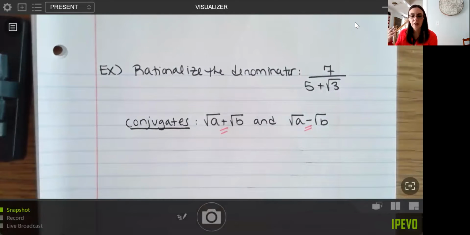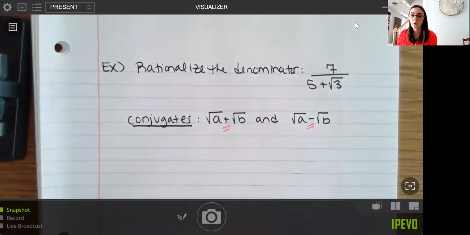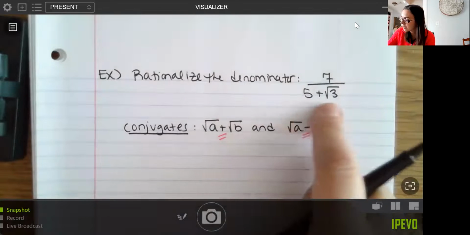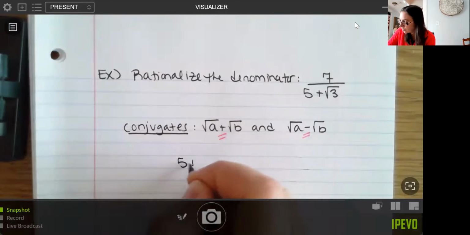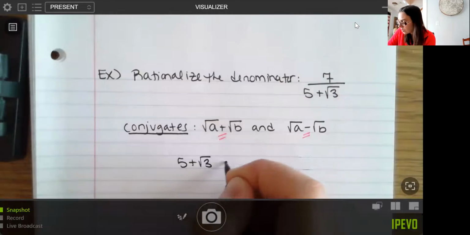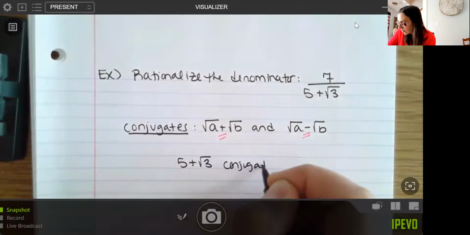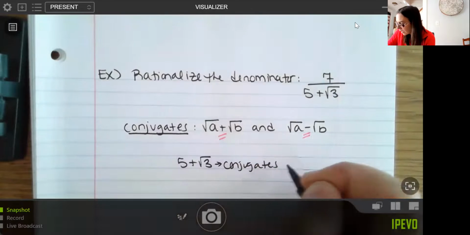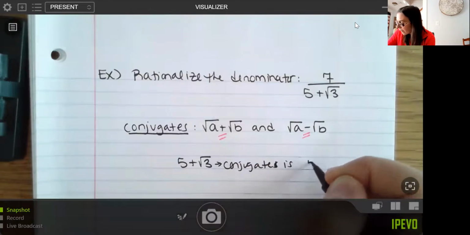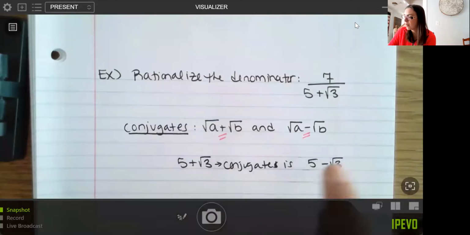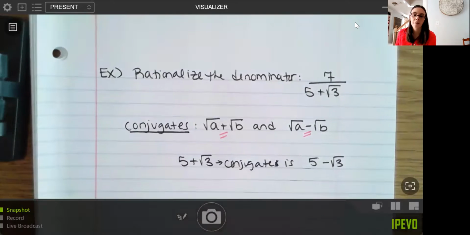And again, there are other kinds of conjugates too. We have conjugates for complex numbers as well. So you may have seen this definition elsewhere, and if you haven't, that's okay. But basically with conjugates, it's the same exact numbers, but the inside sign changes. So let's say I have 5 plus root 3, then the conjugate is 5 minus root 3. It doesn't matter if my first number is a whole number or not.